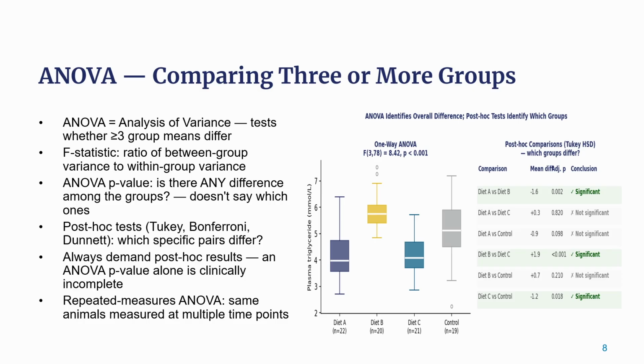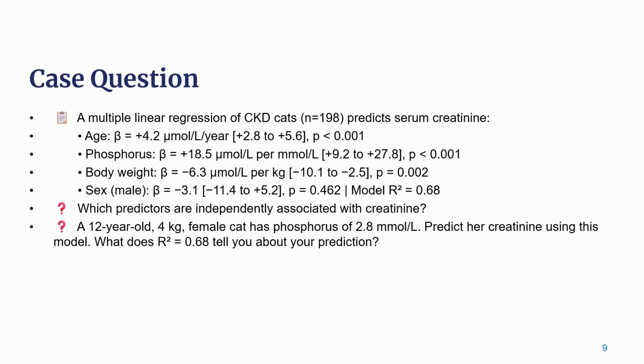The critical habit. When you see ANOVA in a paper, always look for the post-hoc comparisons. A p-value of 0.001 from ANOVA is not actionable on its own. You need to know which specific groups are different and by how much. Let's work through both parts of this case question together.